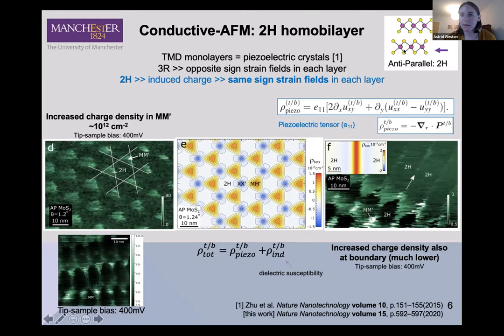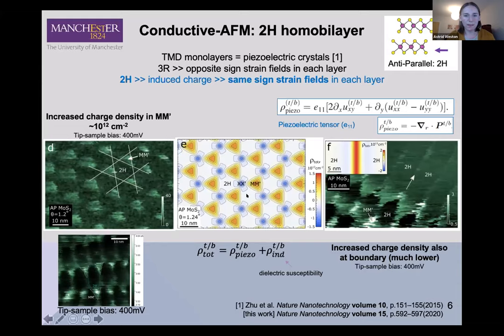What we can see, sorry, my face is blocking the screen here. What we can see is that if we first consider the 3R bilayer, the strain tensors in both layers actually have opposite strain fields, so they effectively cancel each other out. But if we now look at the 2H bilayer, what we calculated was that the induced strain fields in each layer are opposite due to the lattice orientation, which is different to 3R, in the opposite direction. So in fact, we double this piezoelectric charge in each layer.